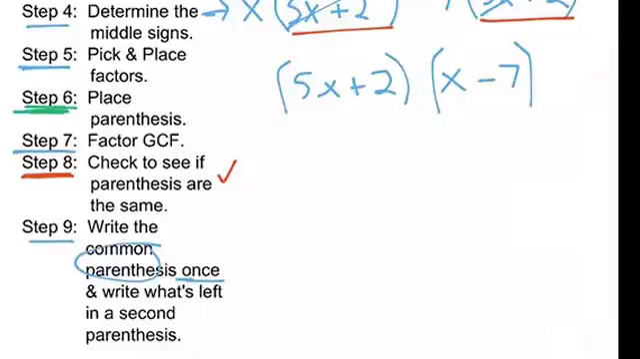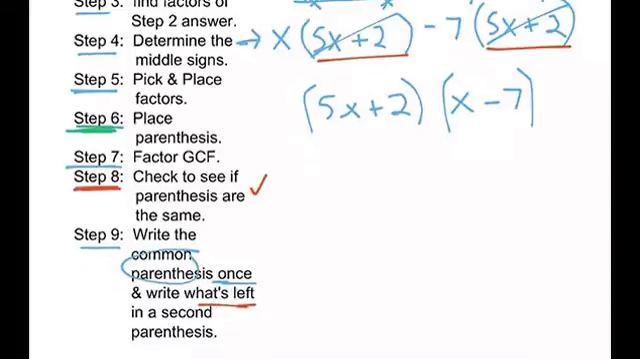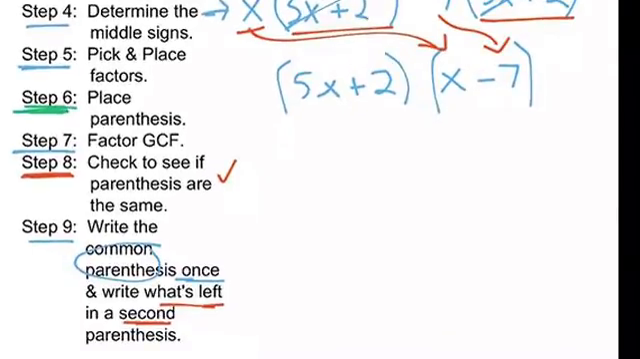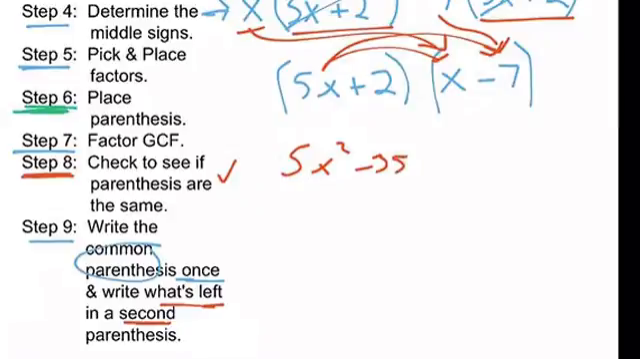Now, you always want to check yourself. So I'm going to use FOIL real quick to check myself. Oh, wait, let's do this real quick. What's left is in the second parentheses. That was this and this. That's the second parentheses. Okay, that's what that statement means. So let's go ahead and FOIL. 5x times x is 5x squared. 5x times negative 7 is negative 35x. Positive 2 times x is positive 2x. Positive 2 times negative 7 is negative 14.